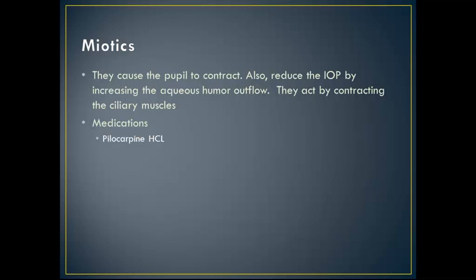Miotics may cause the pupil to contract. They also reduce the intraocular pressure by increasing the aqueous humor outflow. They act by contracting the ciliary muscle. The most common medication in this class is pilocarpine HCl.